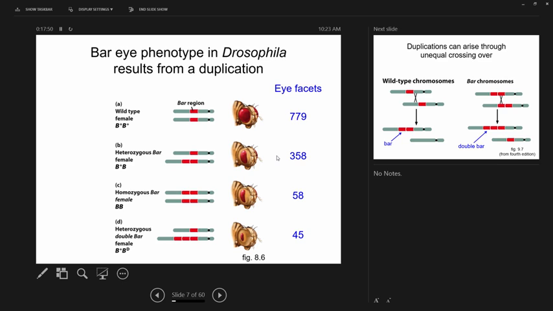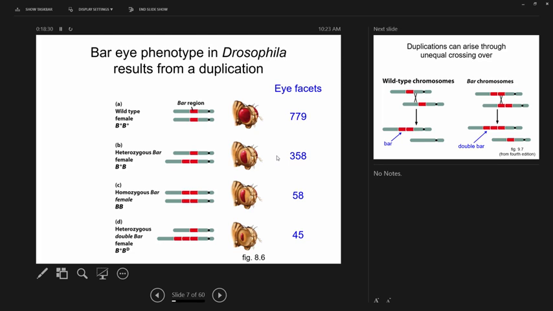If you count, and somebody has done this, the number of eye facets, the individual little mirrors, in a wild type fly region, you would have 779. If you are heterozygous for the bar mutation or duplication, now instead of 2 doses of the bar region, you have 3. And just that 1.5 extra, 3 doses versus 2, gets cut in half, the number of eye facets, right?